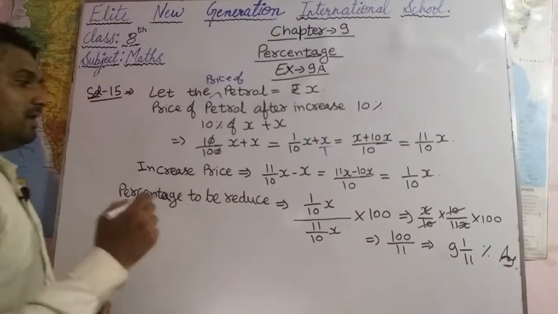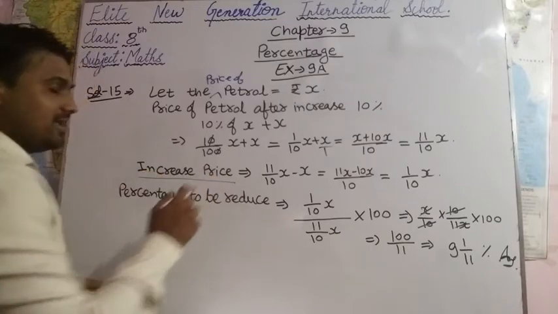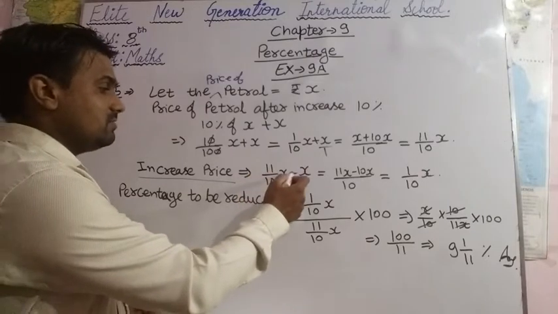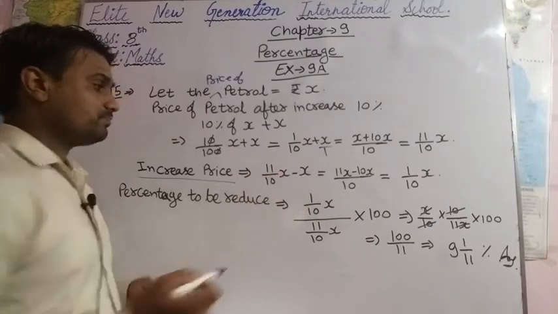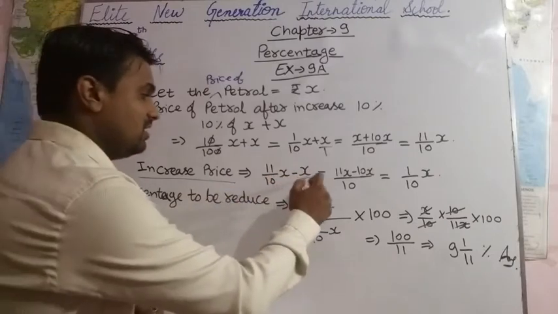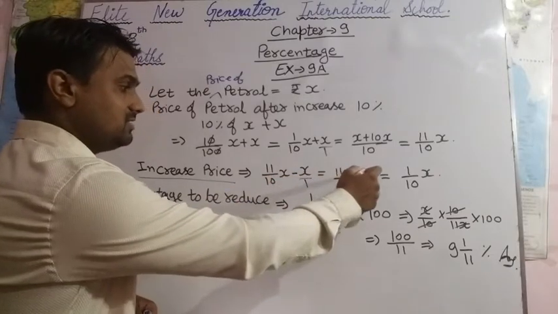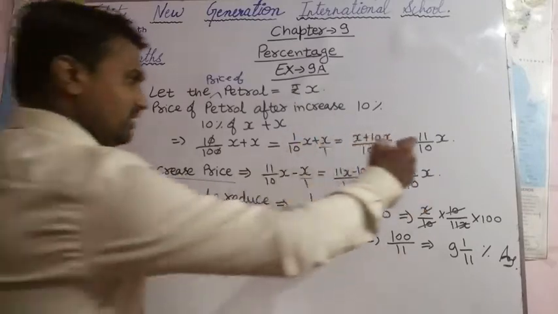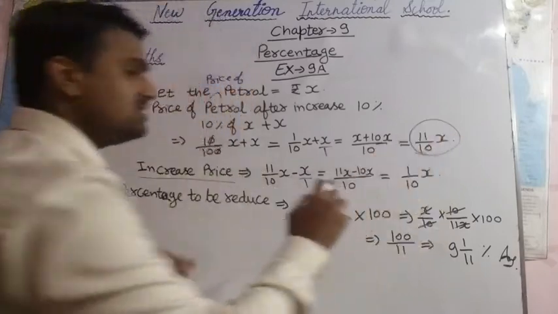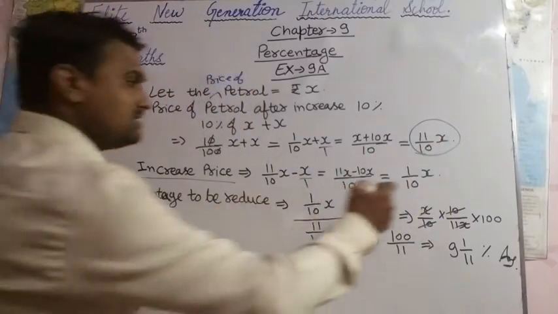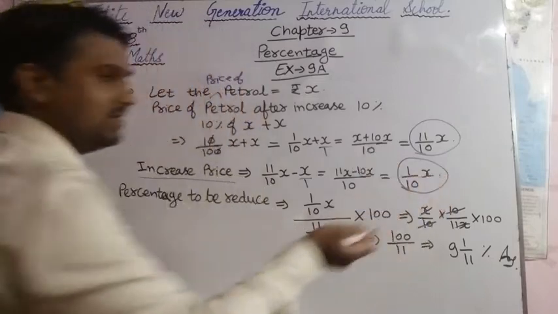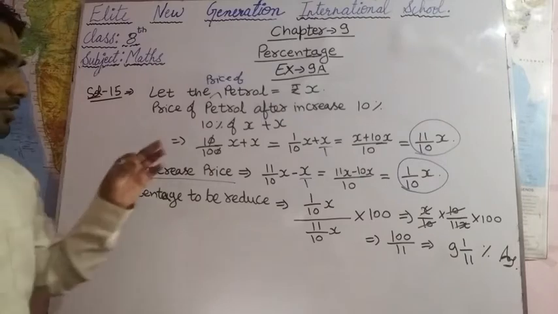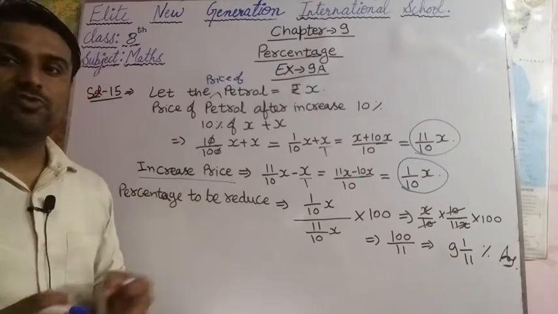Now after this, we have to find the increased price, that means how much the price has increased. So 11 upon 10x minus x. By taking LCM again, it will be 11x minus 10x upon 10, so it will be 1 upon 10x. See, this is the price after increase, and this is how many rupees it increased by. So here we have to find the percentage for the motorist, so that the expenditure remains unchanged.